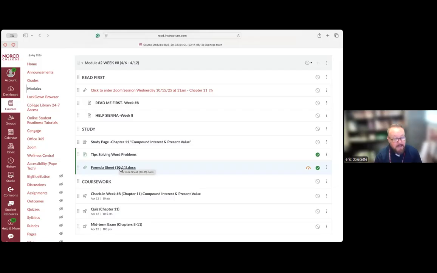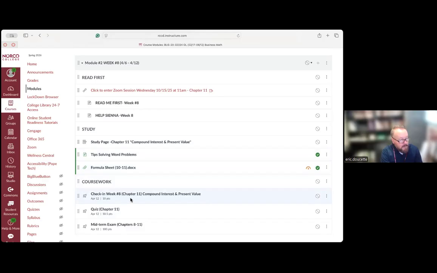It's up to you. I'll just say this, most students who use the compound interest formula don't get the problem right. Students who use the tables get it right. So it's up to you. I'm not going to require one way or the other, but I encourage the tables. So the formula sheet has the tables. Your book has the tables as well.